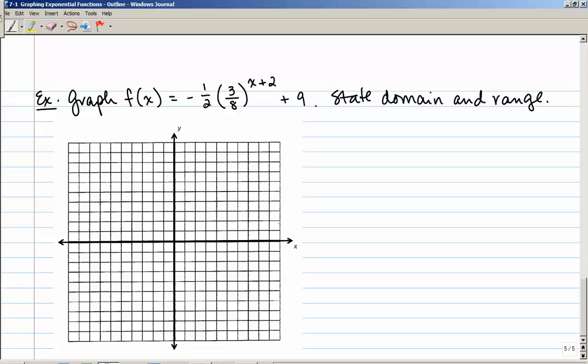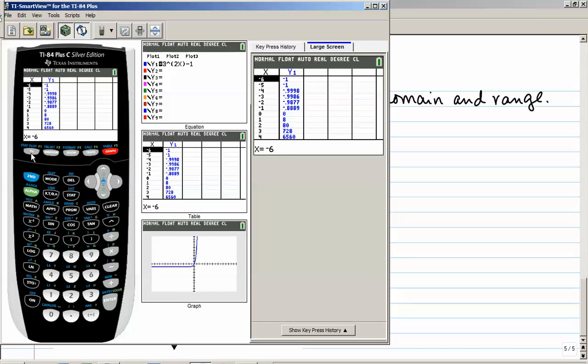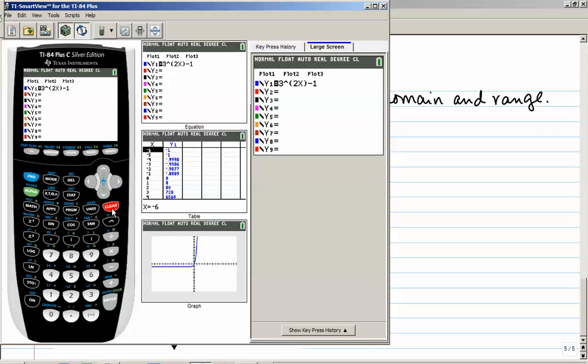So if I were actually doing this by hand and didn't have a really nifty graphing calculator, I would have to do 3/8 raised to whatever I plug into x plus 2, evaluate that, multiply it by -1/2, and then add 9. But because I have my calculator, I can do that over here. So I'm going to use a lot of parentheses here. So parentheses, -1 divided by 2, close parentheses. That's my number out front.